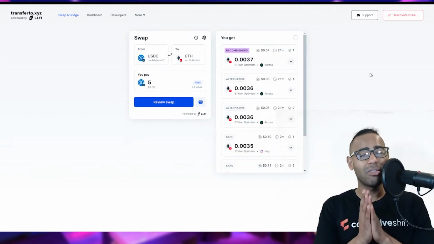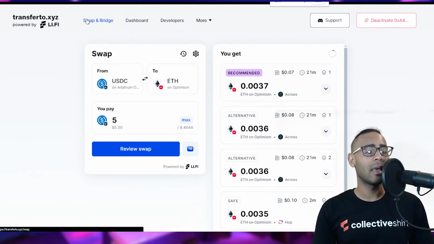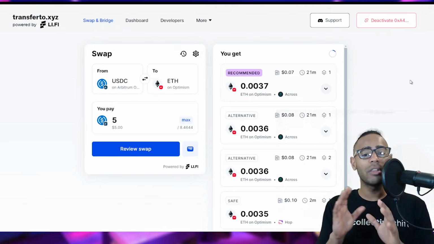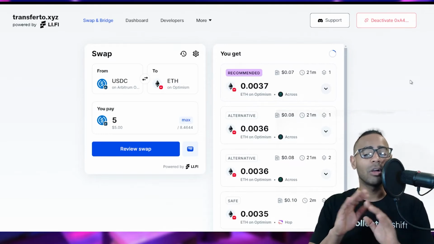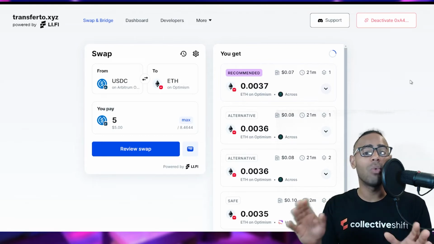Li-Fi is an incredible tool and not many people know about it. Li-Fi is a bridge aggregator. What does it do? It looks at all the different chains and all the different bridges across crypto, and it tries to give you the best price from anywhere in crypto.